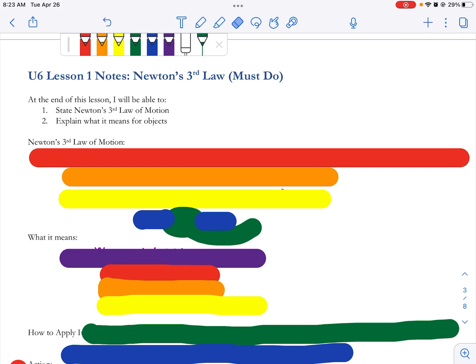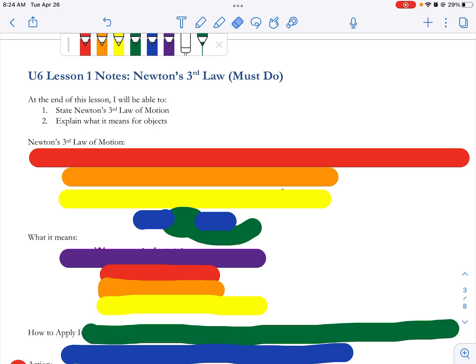And by the end of this lesson you should be able to state Newton's third law and explain what it means for objects, and also you're going to be able to write the reaction, the sentence that states what that reaction is. So we're going to start by writing out what that third law means, and it's kind of long because it's got a lot of pieces to it.